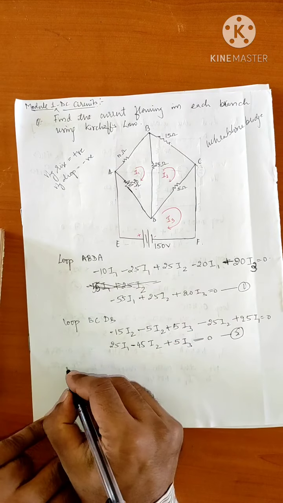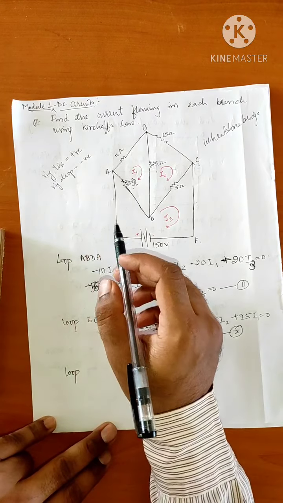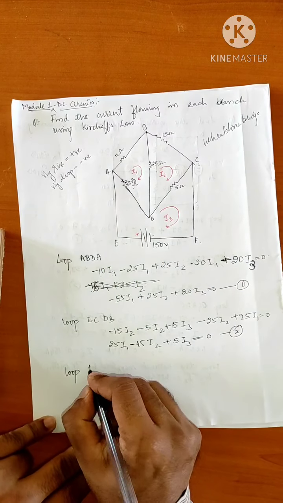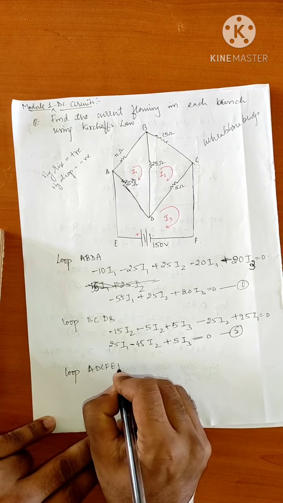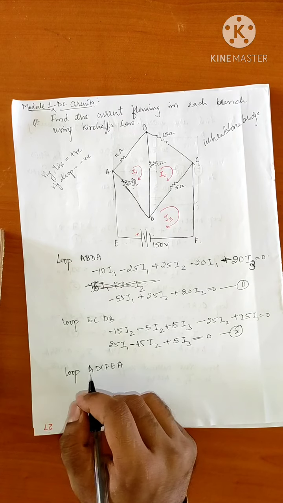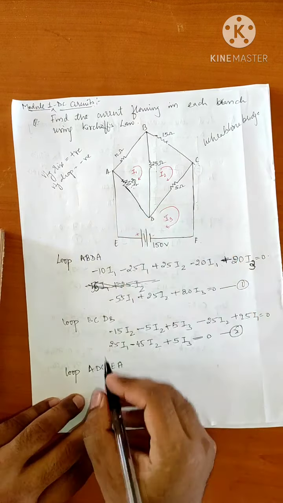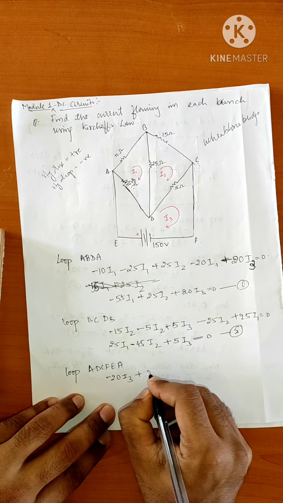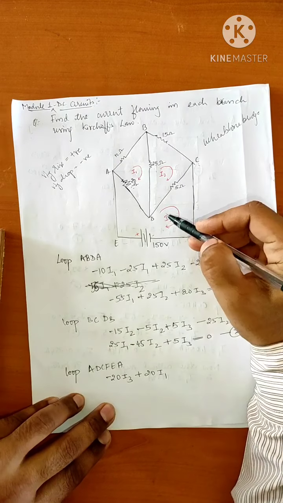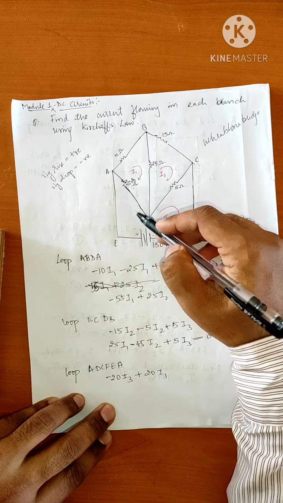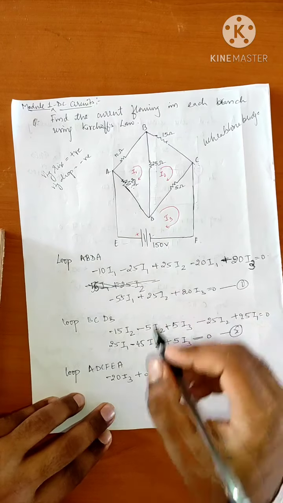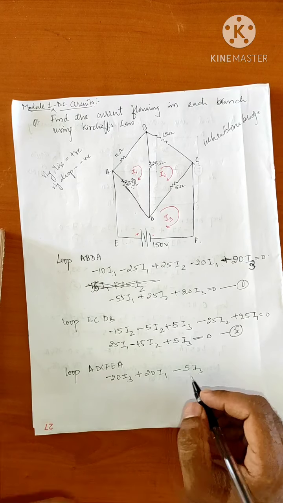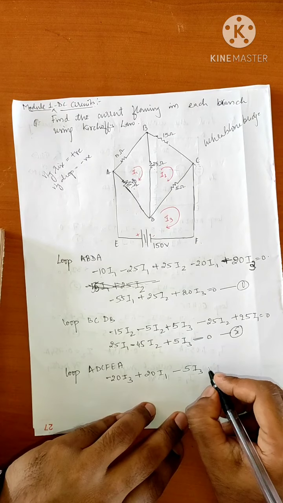Now look at loop ADCFEA. Starting from here, minus 20 I3 plus 20 I1. I3 is negative, so it is a voltage drop, but there is one more current against it, that is I1. Again minus 5 I3, I'm sorry, plus 5 I2.